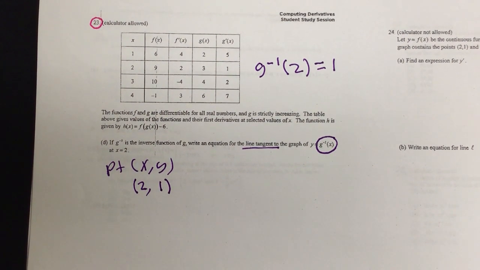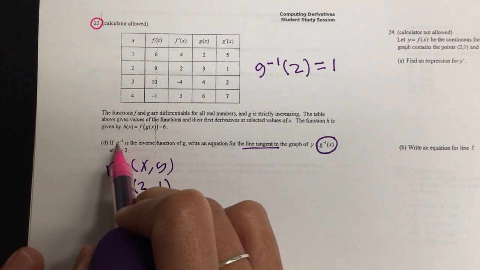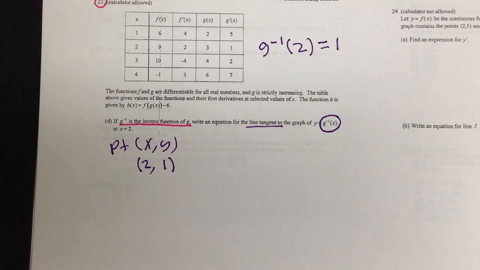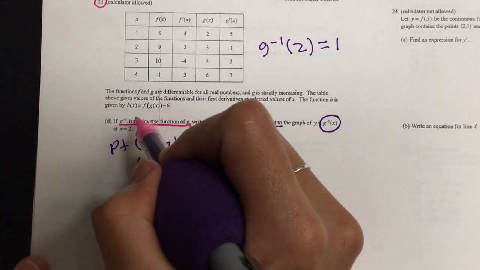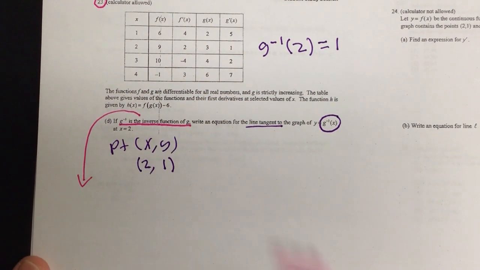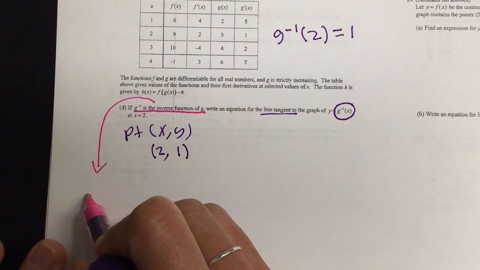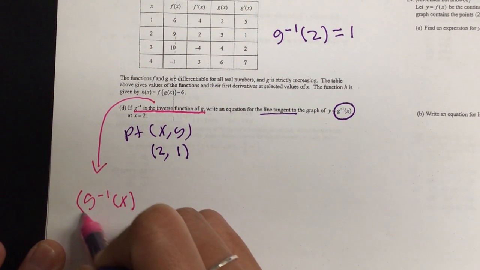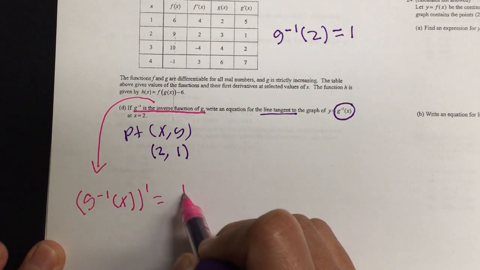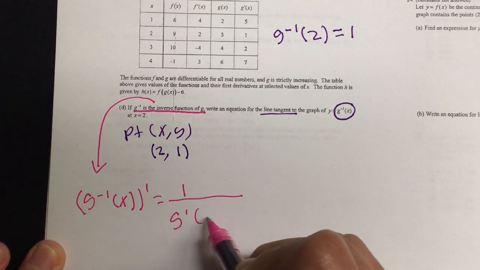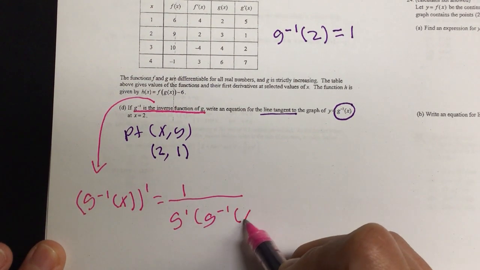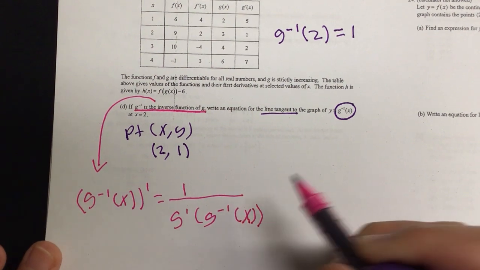Okay, here's the only thing that might sound new. Underline the following phrase: the inverse of g. That kind of sounds redundant. But when that phrase is given to us, here's what we are allowed to automatically know. When I take the derivative of the inverse of g of x, it's always going to equal 1 over g prime of g inverse of x.